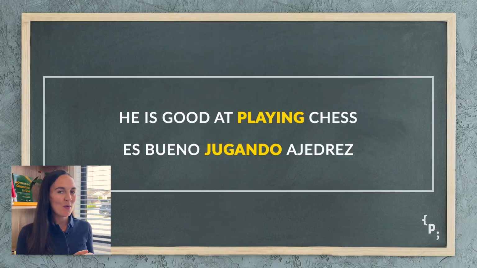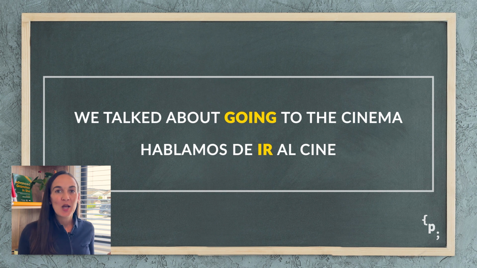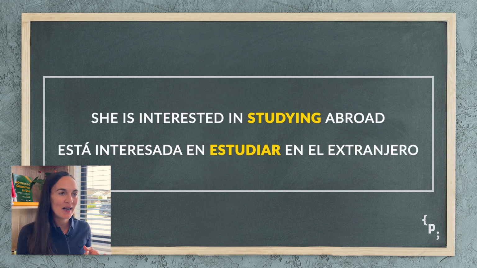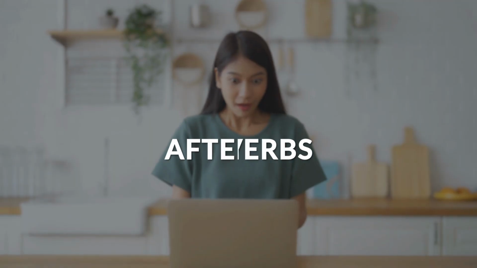What happens here? Well, in the first example, es bueno jugando al ajedrez, we use a verb with -ando in Spanish, yes. But not in the other cases. Hablamos de ir al cine, está interesada en estudiar en el extranjero. So don't assume that because in English we use -ing, in Spanish we necessarily have to use -ando, -endo, or -yendo, because as you can see from these examples, sometimes we do, but sometimes we just don't.